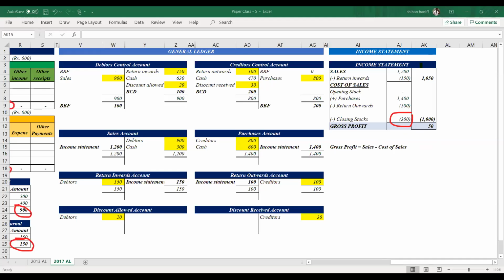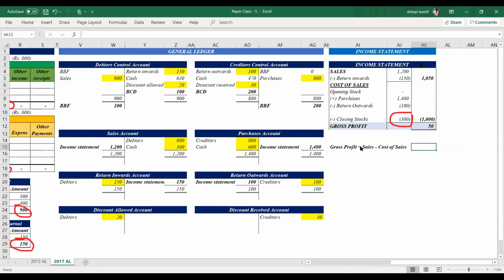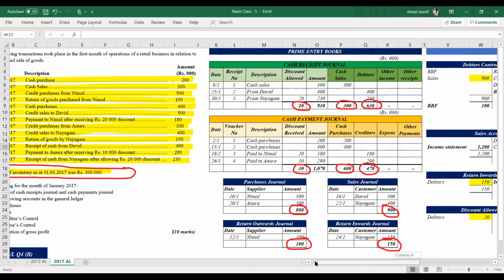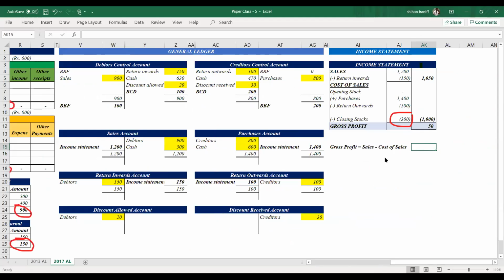There is a question: since they did not ask the net profit, we don't want to calculate. No, you don't need to calculate because you don't have other information to calculate the net profit. To calculate the net profit, you need administration, distribution, and other expenses, right? So this is not a complete question. They have given only transactions related to sales, purchases, and returns, especially to calculate the gross profit. So we don't have any other information to complete the P&L or the statement of financial position. So we can stop here.